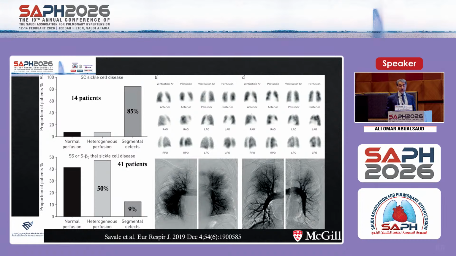This is a very nice paper by the French group also. I didn't want to go into a lot of detail about the subtypes of sickle cell, but they took a total of 55 patients. If you take sickle cell SC disease, there was an 85% chance of having segmental defects, and those are the ones that really have DVT-PEs and very classic CTEPH. If you look at SS or SS beta thal, which is what we probably have in the Eastern Province, or mostly in Saudi Arabia, segmental defects are about 9%, but heterogeneous perfusion was in 50%, and the normal ones were less than 40% or so.